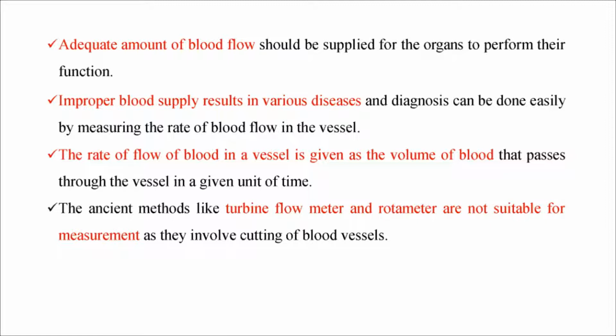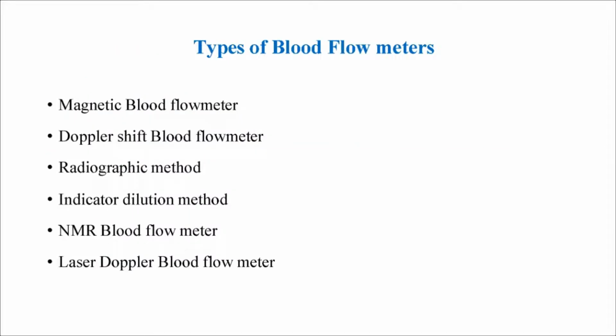Some of the basic types of blood flow meters are the magnetic blood flow meter, Doppler shift blood flow meter, radiographic blood flow meter, indicator dilution method, NMR blood flow meter, and laser Doppler blood flow meter. In this video we are just going to discuss the magnetic blood flow meter and Doppler shift blood flow meter, how they work and their corresponding types. So let's now move on with the first type, which is the magnetic blood flow meter.